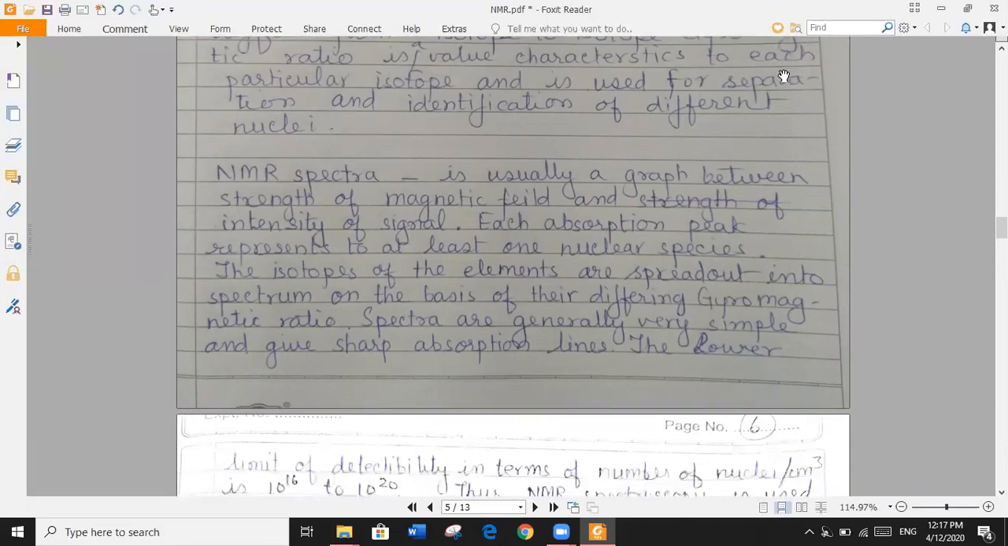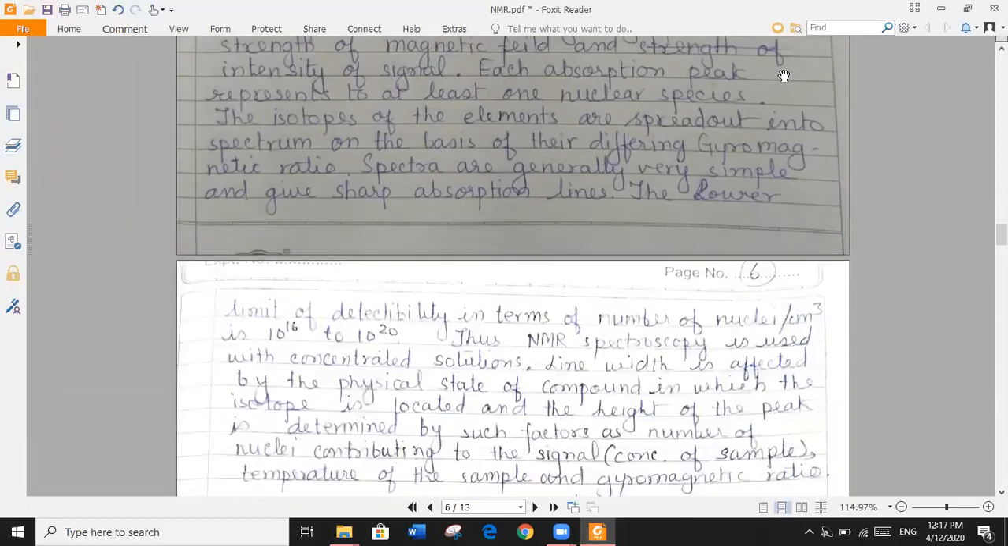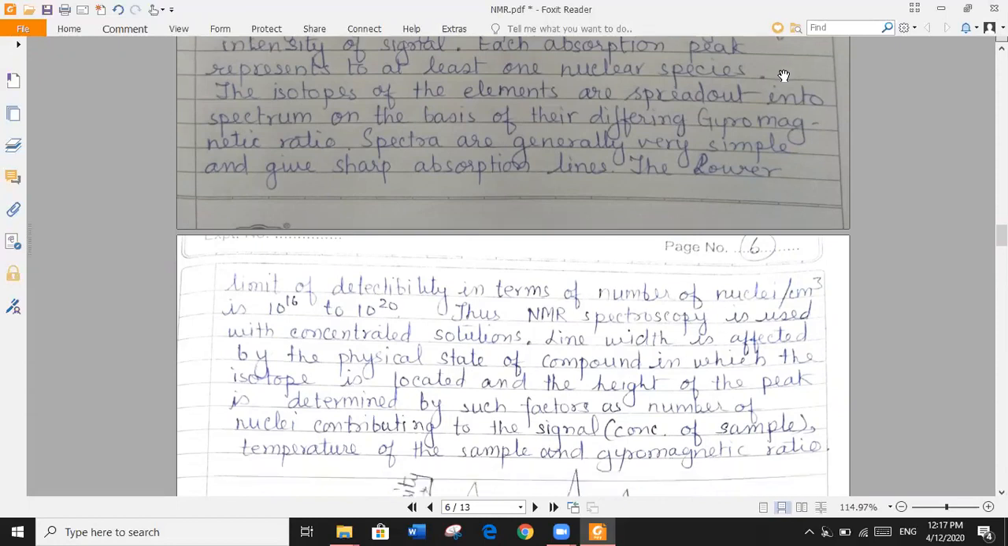The lower limit of detectability in terms of number of nuclei per centimeter cube is 10 to the power 16 to 10 to the power 20. Thus, NMR spectroscopy is used with concentrated solutions.